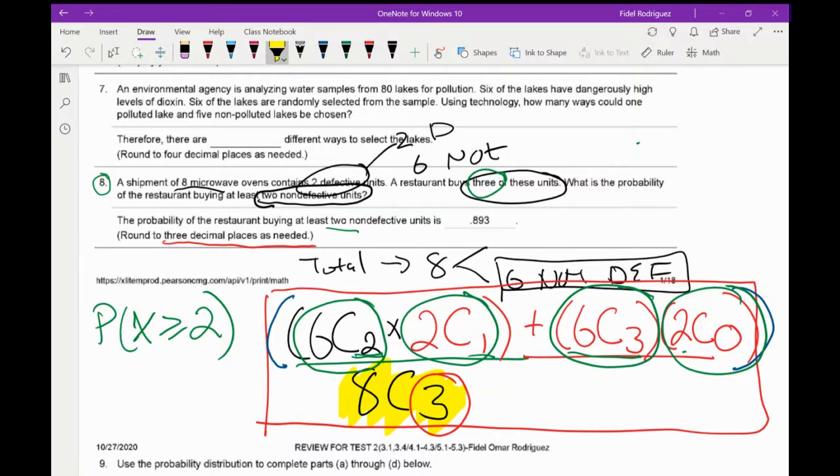Does that make a little bit more sense for problem number 8? Yeah, we're good. With the calculator, at least, it makes it a bit easier. I'm sorry, I just didn't hear you. The calculator makes it a little bit easier. Definitely, it definitely does.